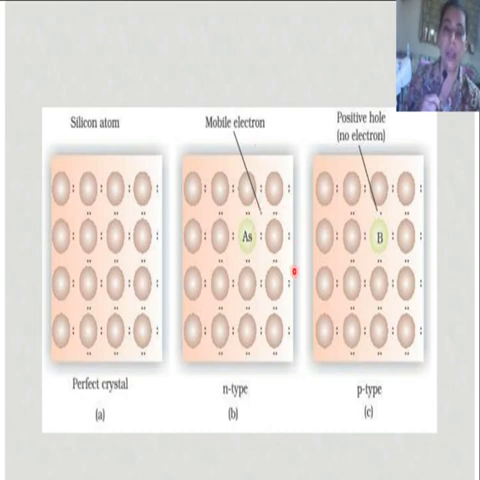And suppose if I keep here a positive electric plate, this electron will move towards the positive side, and that's why we can say the conductivity is due to the delocalized or mobile electron, or negatively charged electron, and that's why the name given is N-type semiconductor. N is for negatively charged electron.